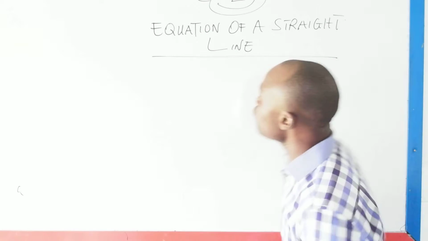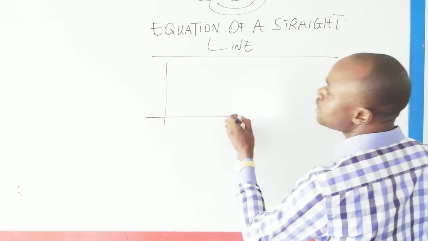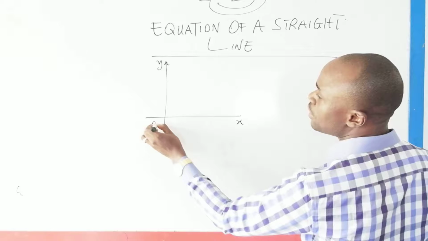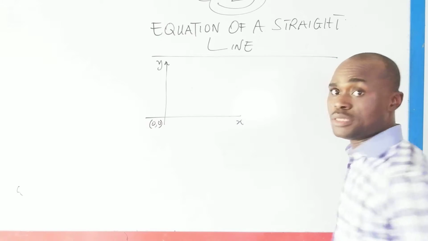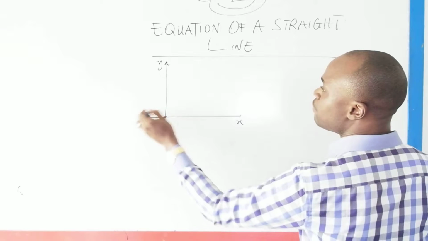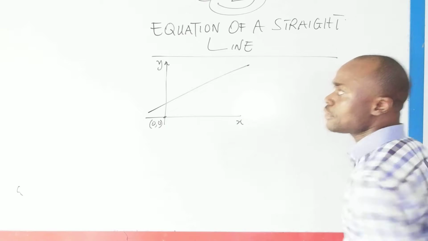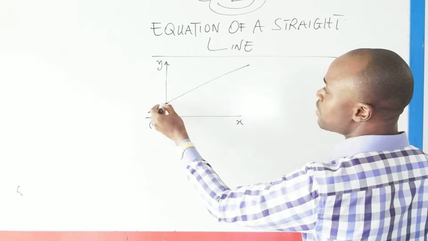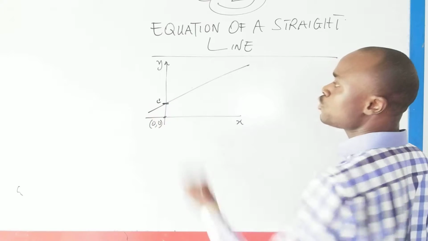a plane. So if we have this as a plane, and this is the y-axis, this is the x-axis, and here we have the origin, no measurement, origin. If I have this, that's simply a straight line. This is a straight line, but it's actually passing through this point, which I can call C.